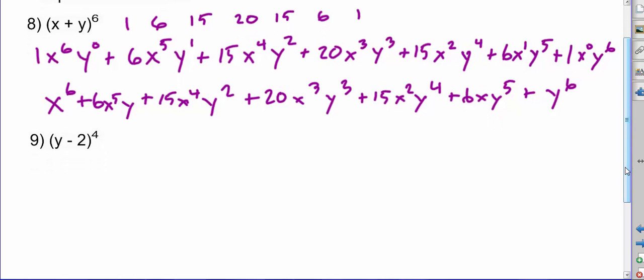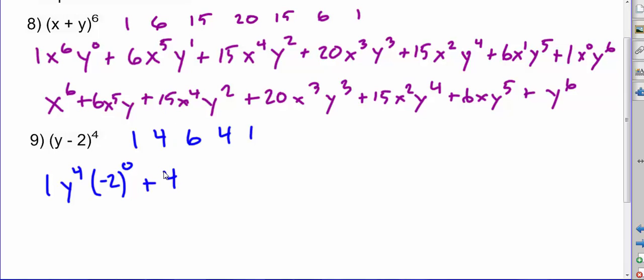All right, let's look at number 9. Same approach. This time it's 4th degree, so we're going to use the row that starts with a 1 and then a 4. The numbers after that are a 6 and then another 4 and then a 1. So we're going to set it up like this. We're going to have 1 times the first term to the highest power, which is 4, times the second term, which in this case is negative 2, to the 0 power.